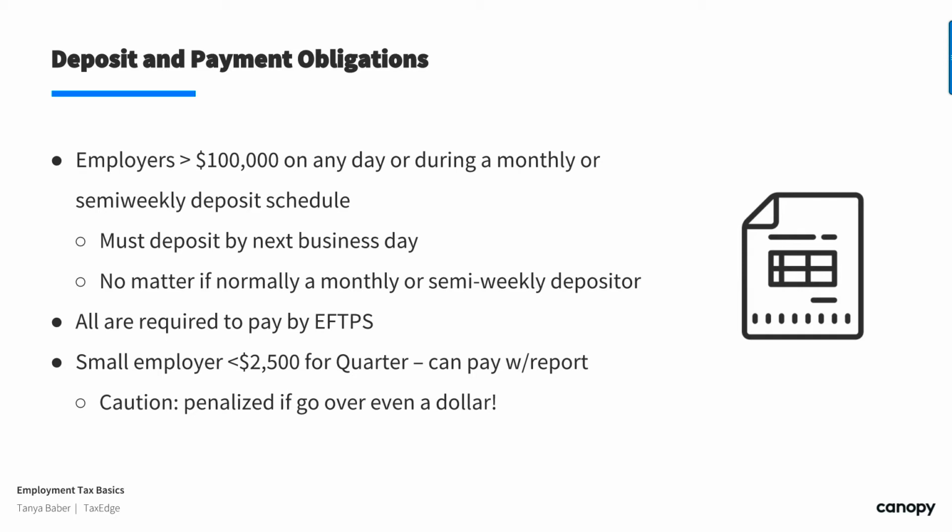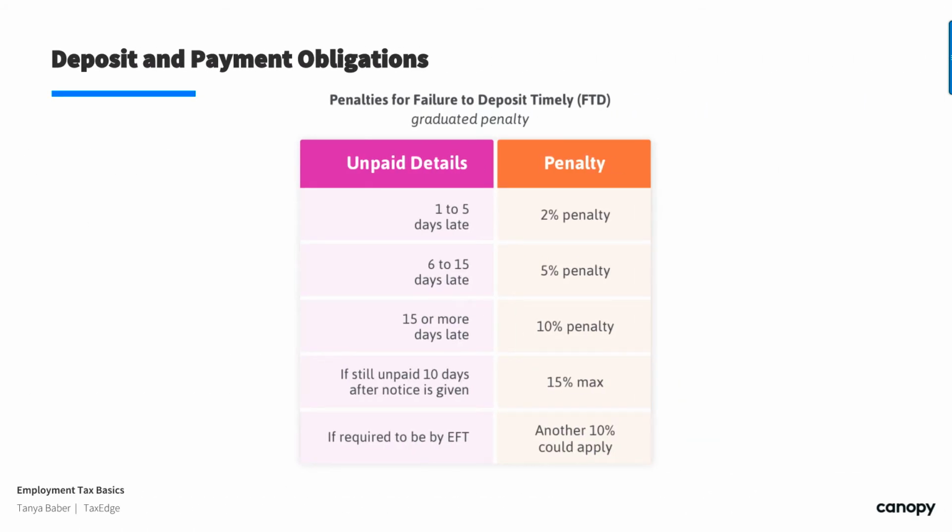So what are those penalties I referred to? Penalties for failure to deposit timely. You don't pay that deposit on time. I just told you when they're due and you missed it. That's a graduated penalty. Within just the first 1 to 5 days late, it's a 2% penalty of the balance. 6 to 15 days late, it jumps to 5%. And get this, that's barely over 2 weeks' time. 16 or more days late, 10% penalty.